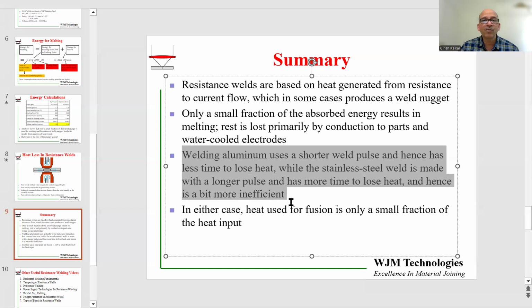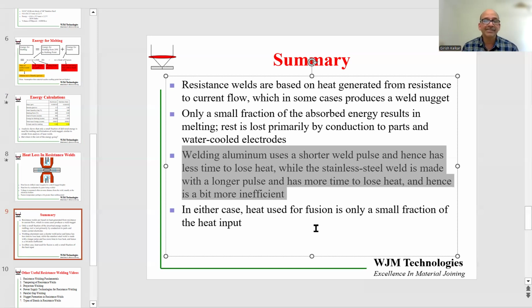We do find that in welding aluminum, since aluminum is very conductive, we have to go in at much higher peak current and much shorter time in order to contain the heat enough to create some melt. So the efficiency is better in aluminum because we don't give it enough time for the heat to flow out.